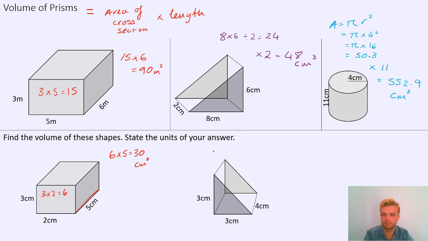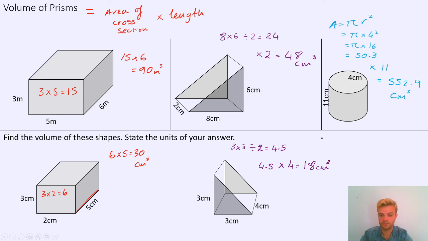And then with this triangular prism, the area of the cross-section is the area of this triangle at the front here. And we find the area of a triangle by doing base times height, they're both 3, the base and the height, divided by 2. 3 times 3 is 9, divided by 2 is 4.5. And then for the volume, we take the area of that cross-section, which is 4.5, and multiply it by the length of our shape, which is 4. 4.5 times 4 is 18 centimeters cubed. And that's finding the volume of a prism.